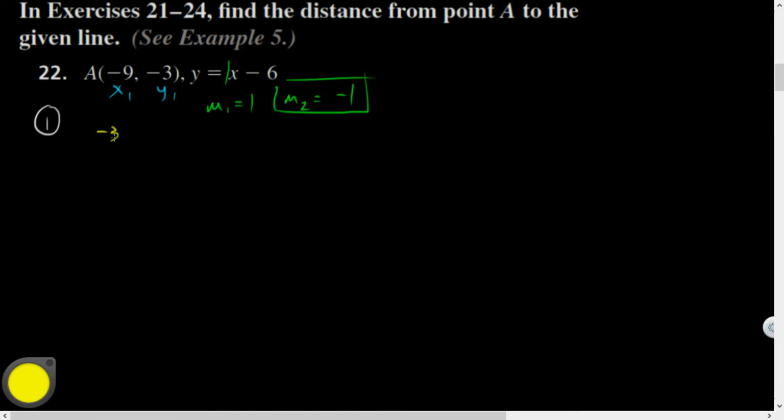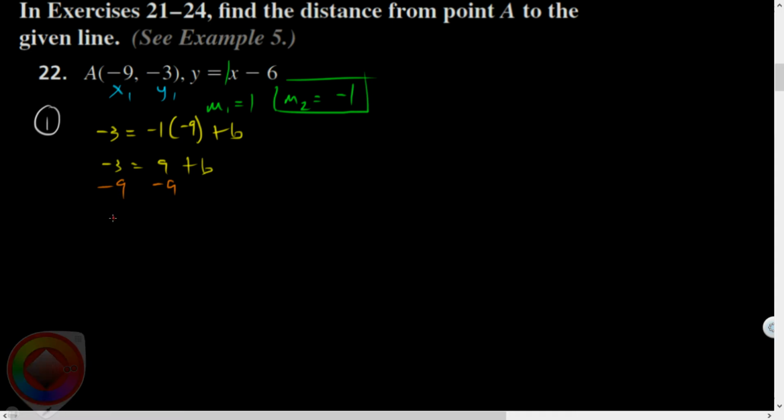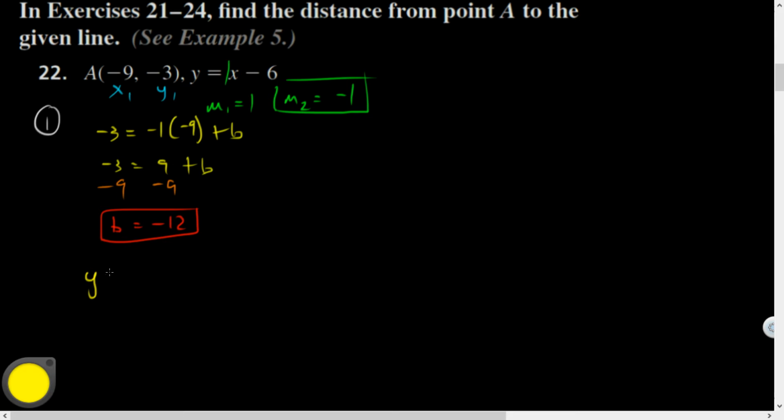So I'm going to have negative 3 equals negative 1 parentheses negative 9 plus b. We'll solve for b. Negative 3 equals 9 plus b. Subtract 9. I'm going to write this out this time because my shortcuts made me wrong. And so I'm going to get b equals negative 12. All right, so the equation of the perpendicular line is y equals negative x minus 12. And I could imagine the system of equations being y equals negative x minus 12 and y equals x minus 6, which step 2, if I'm trying to find the distance from a point to a line, was to find the intersection between the perpendicular line, this one, and the given line, that one.